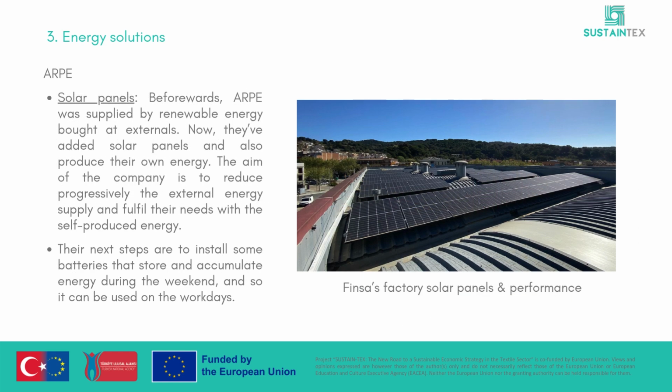3. Energy solutions, ARP, solar panels. Previously, ARP was supplied by renewable energy purchased externally. Now they have added solar panels to produce their own energy. The aim is to reduce external energy supply progressively and fulfill their needs through self-production. Their next step is to install batteries to store energy generated over the weekend for use during workdays.